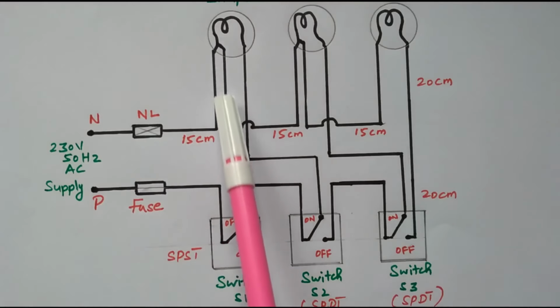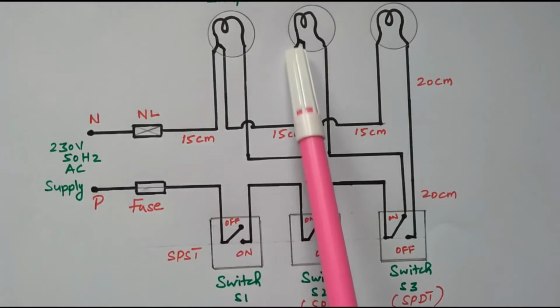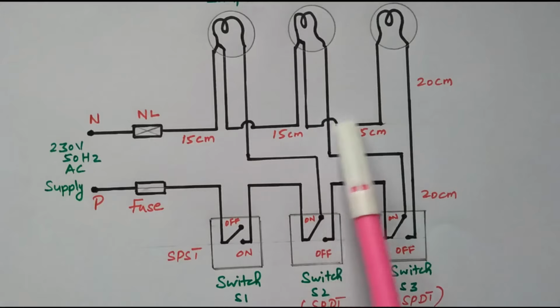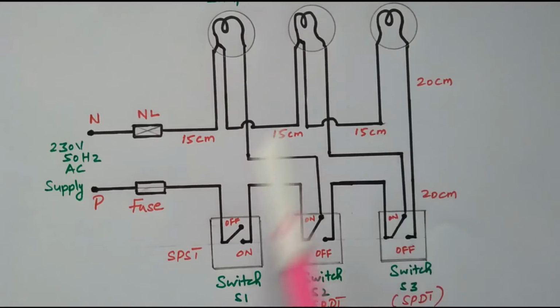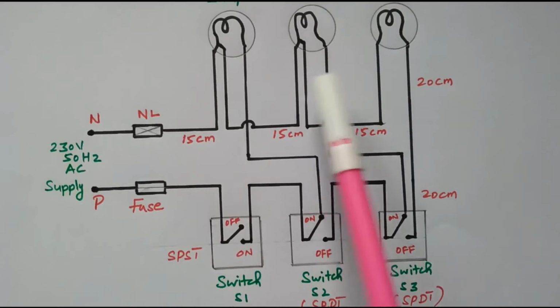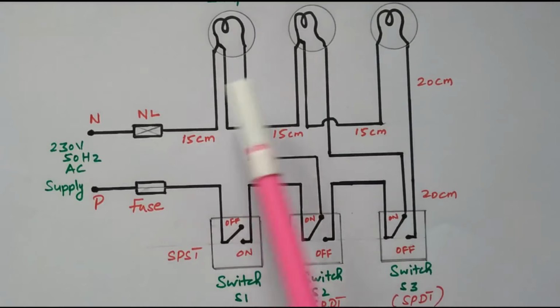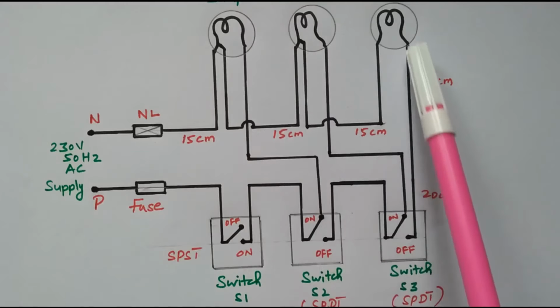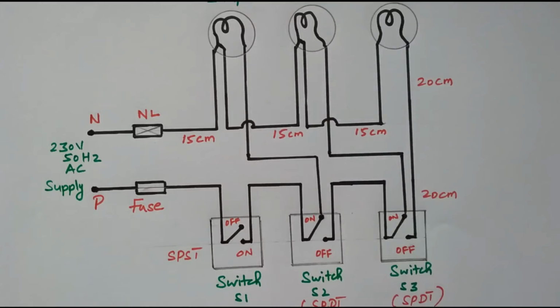From there one tapping is taken that is connected to one end of lamp 2. From there one tapping is taken that is connected to one end of lamp 3. So this neutral is connected directly to one end of lamp 1, lamp 2 and lamp 3. The other terminal is controlled by the phase, controlled by the switches.